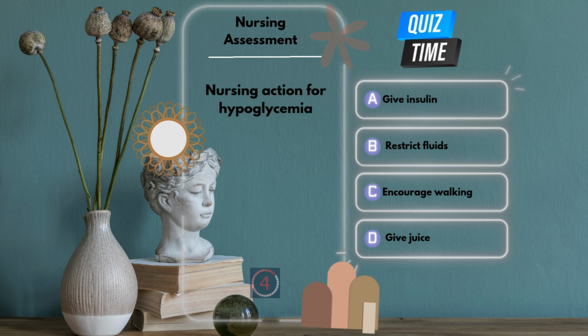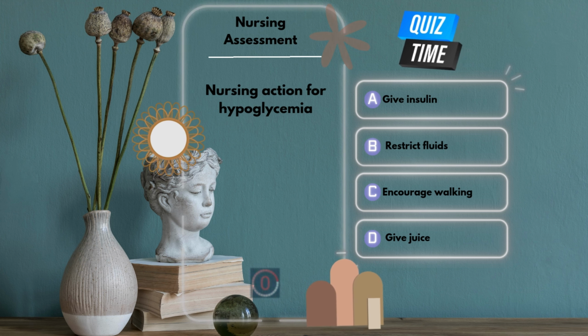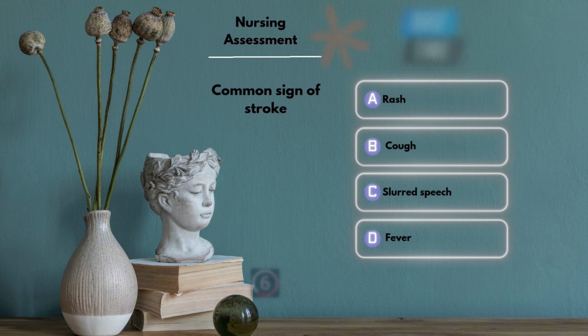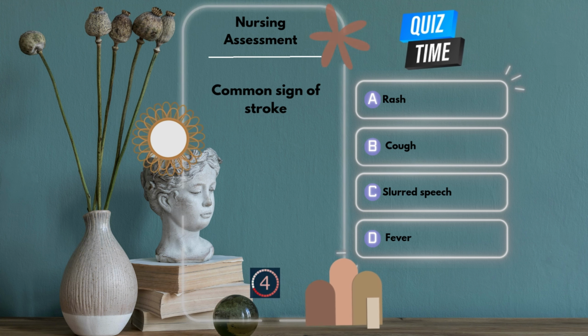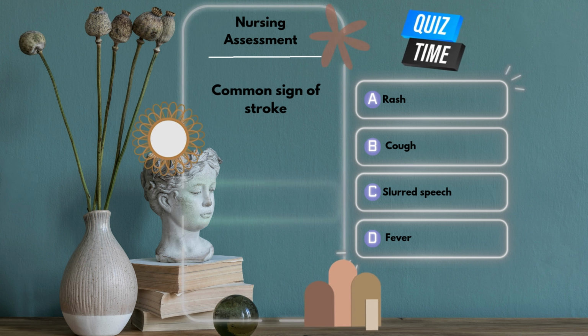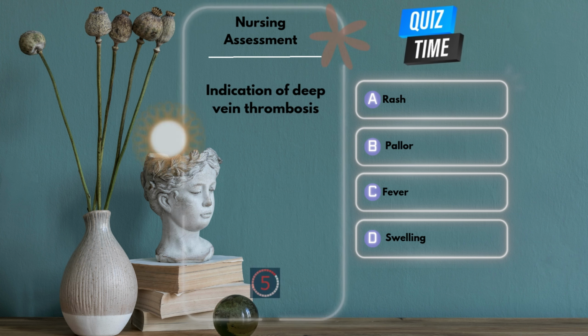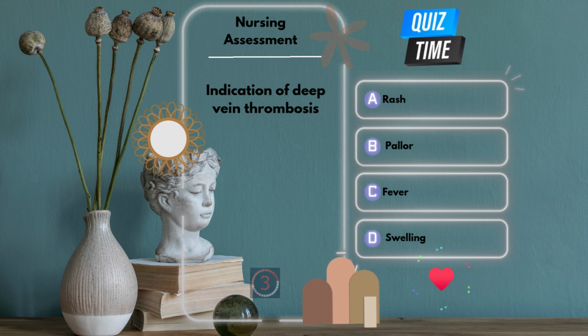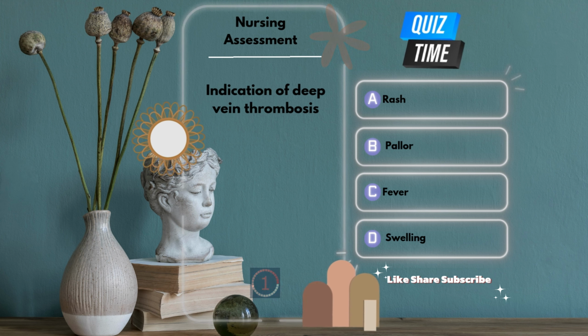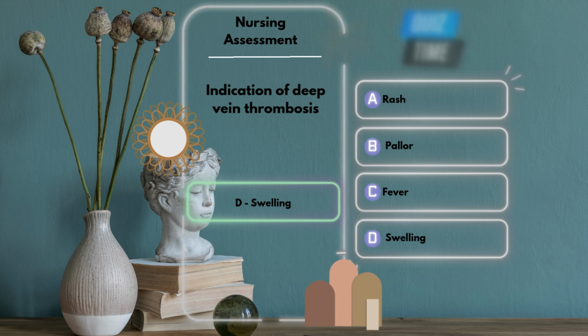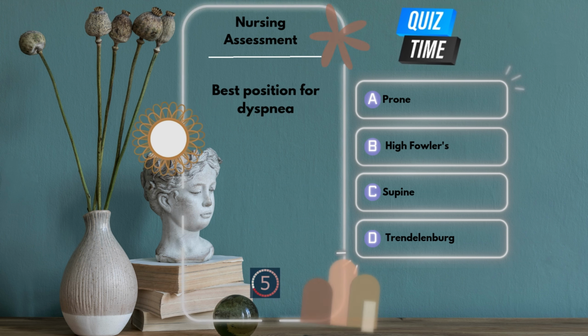Nursing action for hypoglycemia. Common sign of stroke. Indication of deep vein thrombosis. Best position for dyspnea.